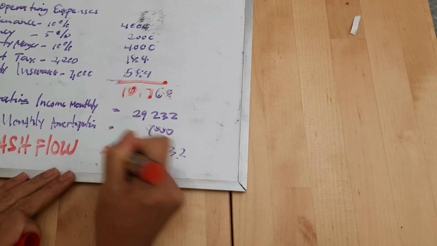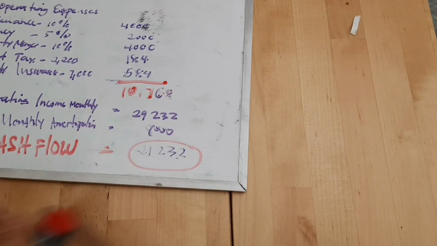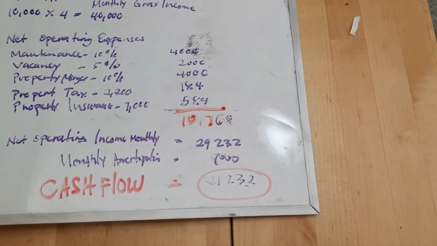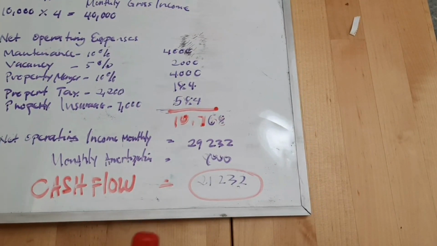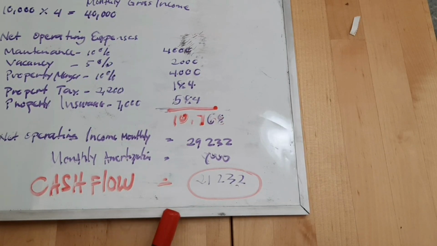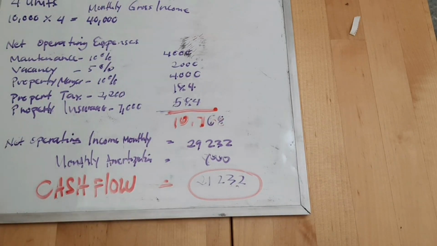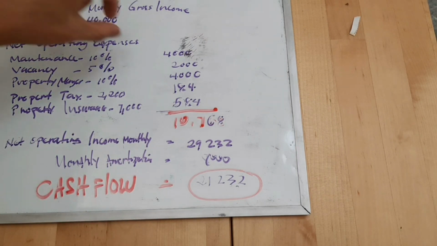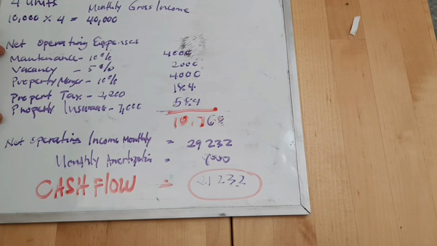Now I hope the information is correct. So now this is called cash flow. This is how you should calculate cash flow. Again, this is how profitable your property is. Can you imagine, you get 21,232. Again, I'm going to repeat that net operating expenses include your maintenance, your vacancy, your property manager, your property tax, and your property insurance.